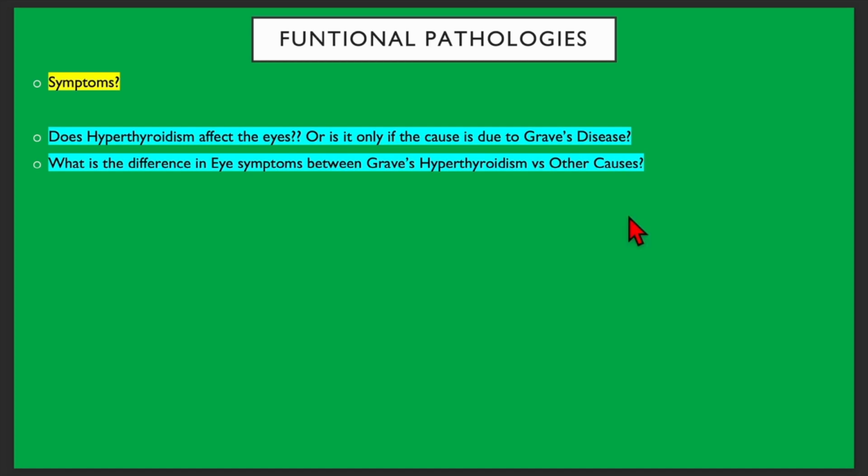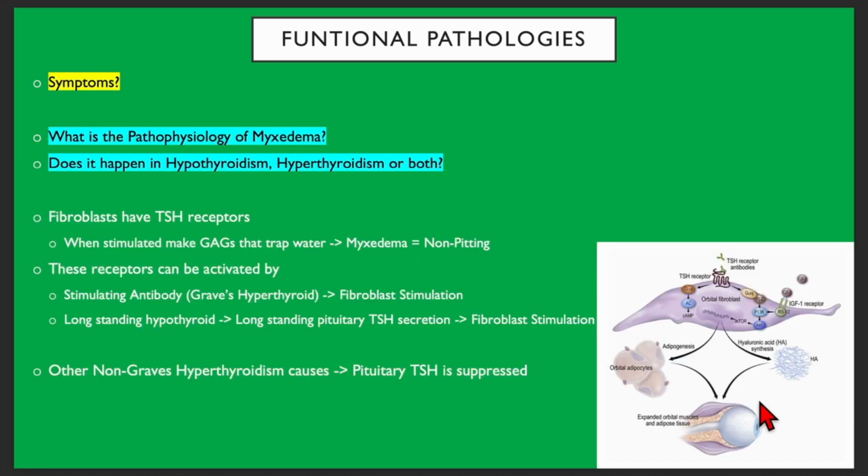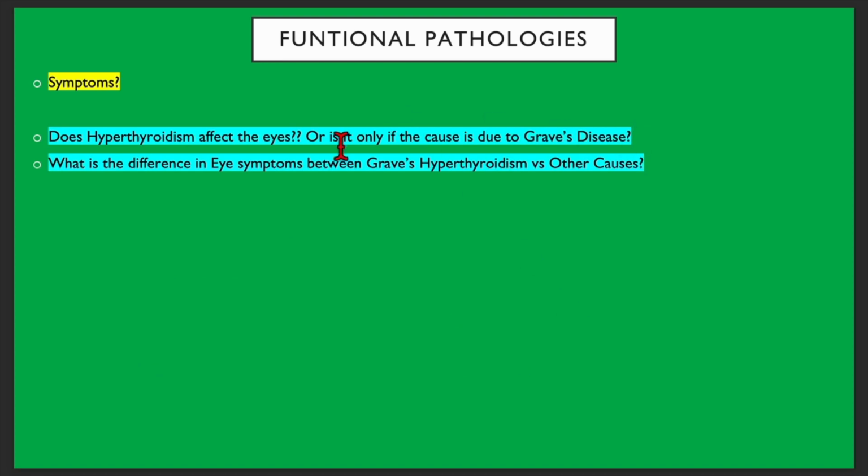What about the eyes? Does hyperthyroidism affect the eyes? Is it only in the case of Graves' disease, as we've seen here, that it is going to cause problems in the eyes? Do you know what's the difference in the eye symptoms between Graves' hyperthyroidism versus other causes of hyperthyroidism, the thyroid eye disease, or have you never heard of it before?